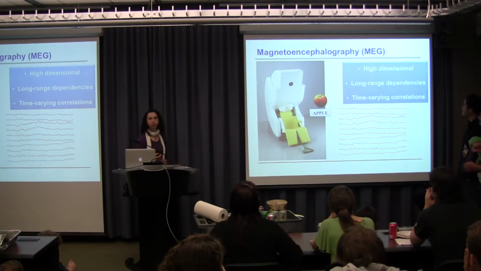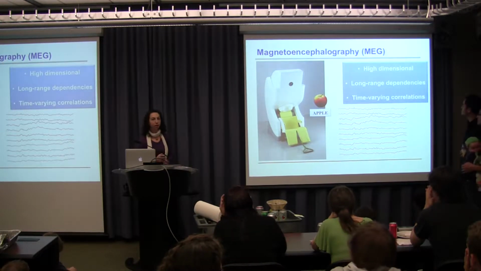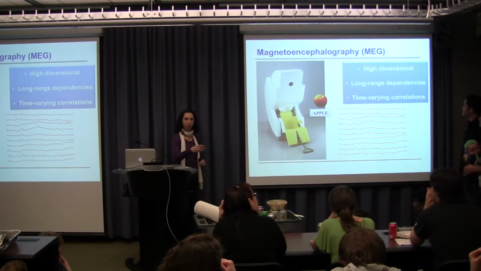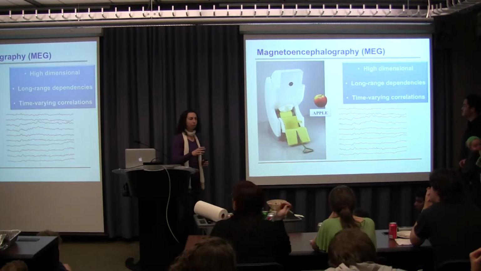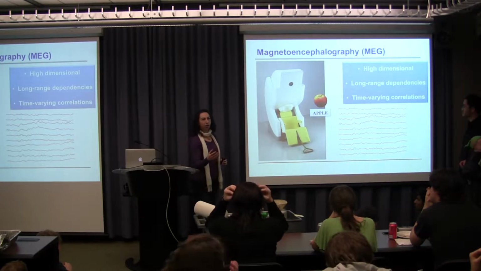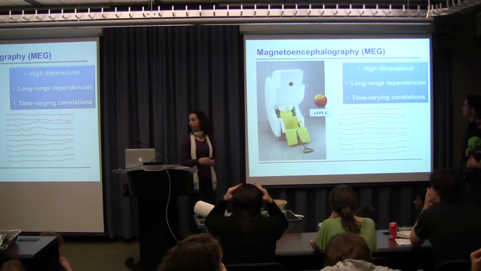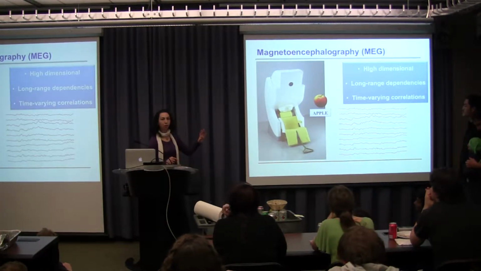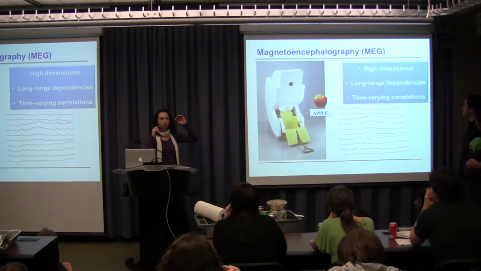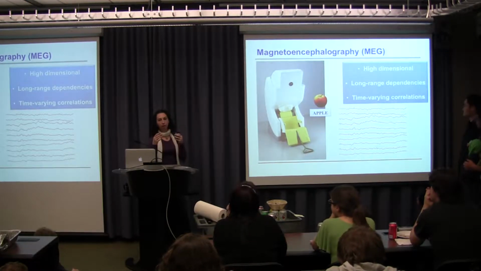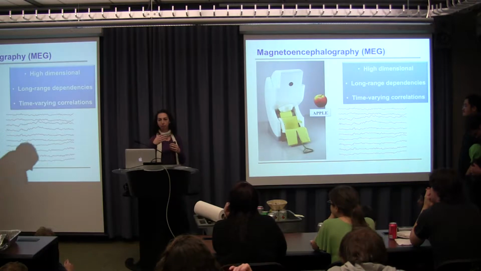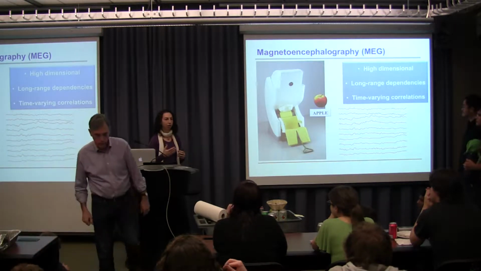Well, this data is clearly high-dimensional, and in addition, there are long-range dependencies. So for example, there's this famous N100 response time that occurs roughly 100 milliseconds after the time of stimulus onset. So there's a long memory to this process. And in addition, there are time-varying correlations between these 102 sensors. And this is induced by the changing coactivation pattern of the brain as the person is, in this case, semantically processing the word.